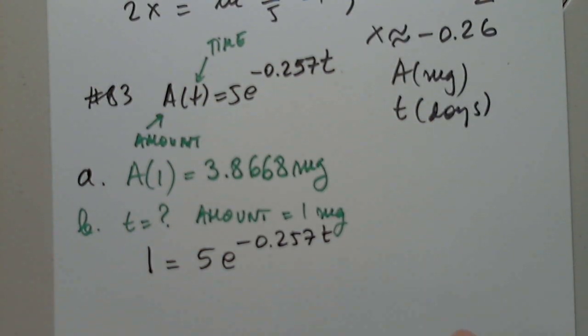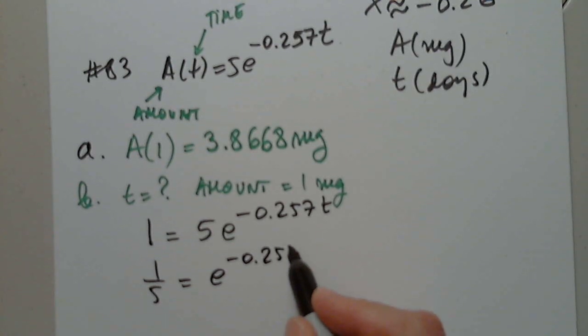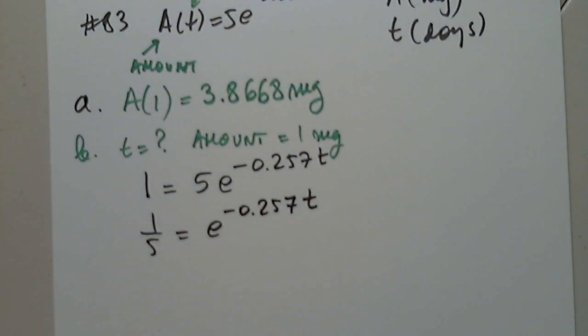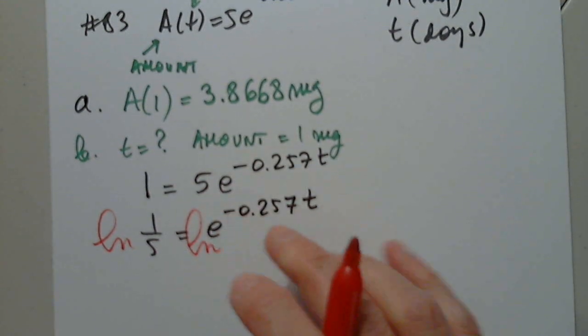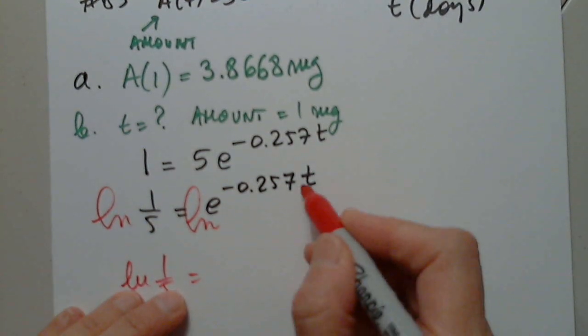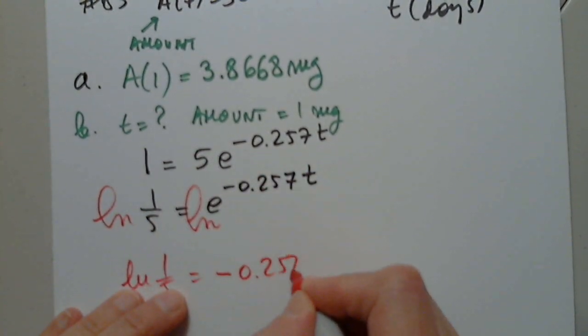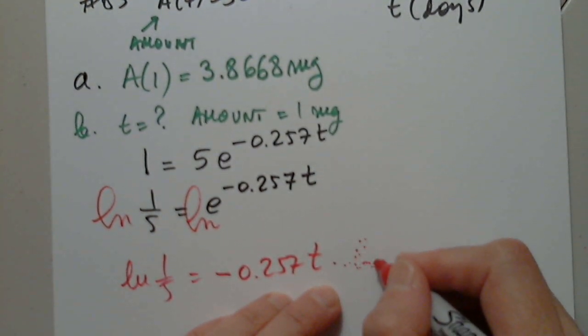So how do I solve this equation? What is the first step? You divide both sides by 5. Yes, 1/5 equals e to negative 0.257t. Awesome. What is the next step? Great job. Multiply by ln. Yes, we are applying natural log to both sides. So this is natural log of 1/5, which is a simple number. This is negative 0.257t, and I should write times natural log e.